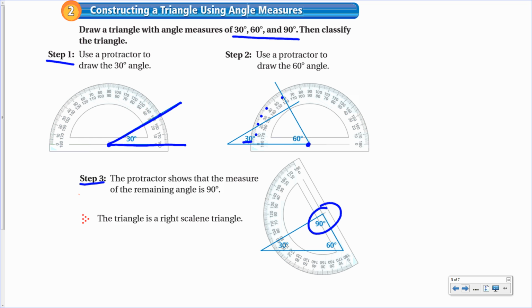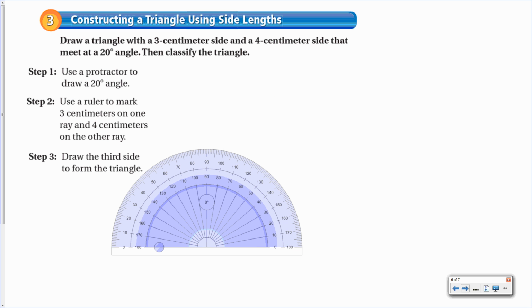So the steps to making a triangle are just to start with an angle, then make the angle on the other side. And it doesn't matter, we could have picked the 90 or the 60 to do there, and then check the third angle. So I'd like you to try one. This one says to draw a triangle. Now this one gives you some different parameters, a 3 centimeter side, a 4 centimeter side, and an angle. They need to meet at an angle that's 20 degrees. It's easiest to do the angle first, okay?